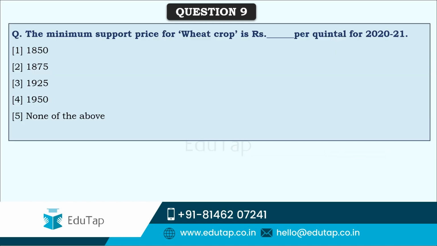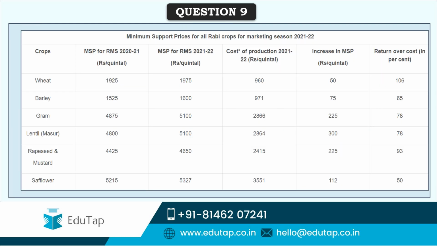So this is one current affairs question that we are going to do. The minimum support price for wheat crop is dash per quintal for 2020-21, and the correct answer here is 1925 rupees. As you can see in this table, MSP for RMS, that is Rabi crop marketing season 2020-21, is 1925, and for the year 2021-22 it's 1975.